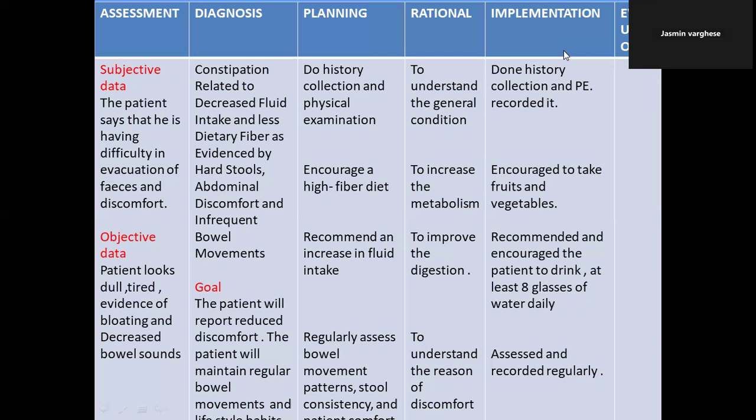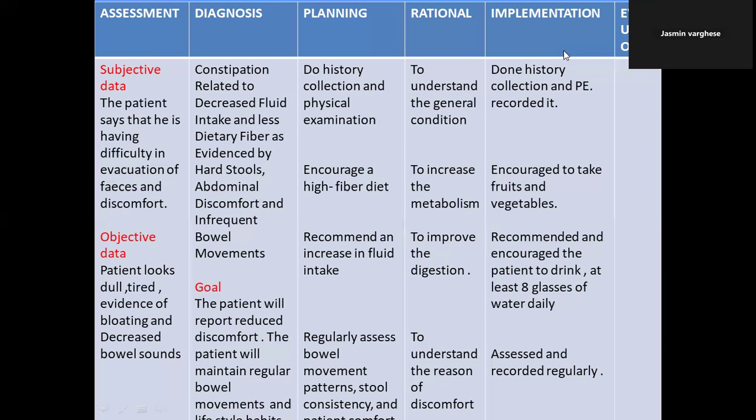In planning, you write what plans you are doing for the patient to overcome the specific situation. Always write planning in the present tense, rational always starts with "to", and implementation is always in the past tense. The first planning is always history collection and physical examination. So you can write: do history collection and physical examination. In rational: to understand the general condition of the patient. In implementation: done history collection and physical examination and recorded it.